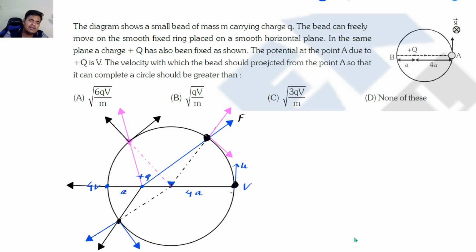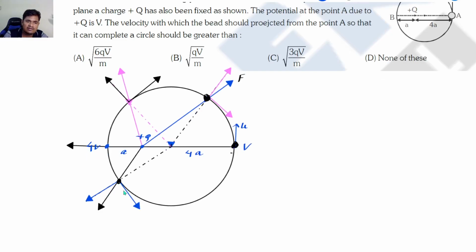So you can clearly see that this component is trying to increase the speed, whereas this component has no role. That means when the particle is going from here to here, it is continuously experiencing a retarding force which is trying to decelerate it, and once the particle reaches this position, even if the speed is slightly greater than 0, it will be repelled from this position to this position, so it can simply complete the circle once it crosses this position.